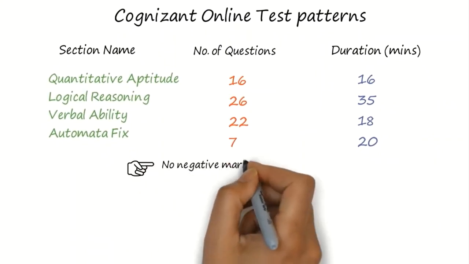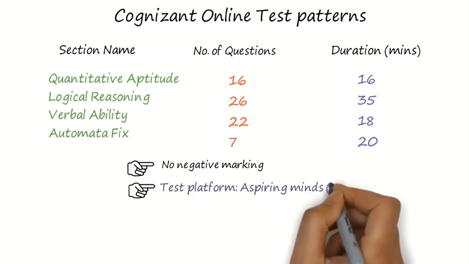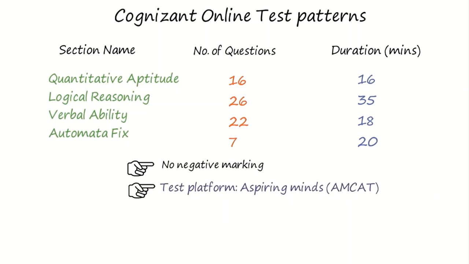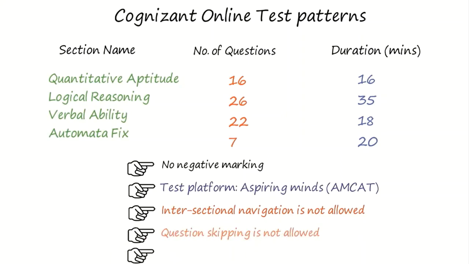As there is no negative marking, even if you are not sure about the answer, please at least attempt the question. In general, CTS uses AMCAT platform to conduct online aptitude tests. You are not allowed to skip a question and navigate to next section. And also, you cannot go back to a section or question which has already been answered. For an example, first quant section will be answered, and unless you finish, you cannot go to logical reasoning section. When you are in logical reasoning section, you cannot go back to quant section.